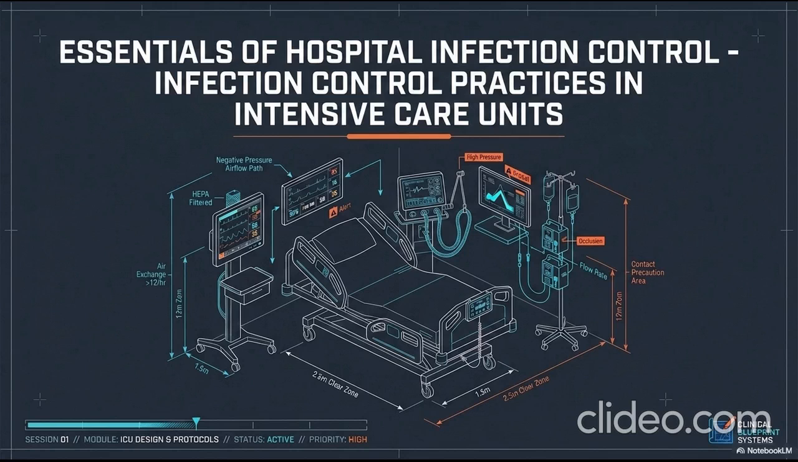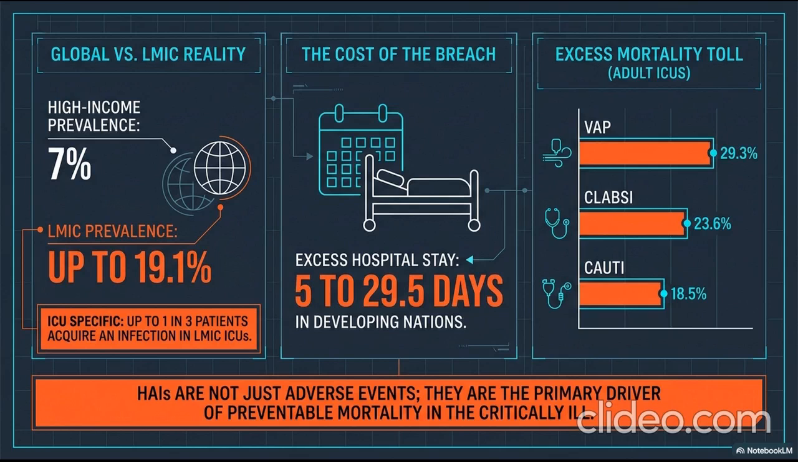risk. The reality of healthcare-associated infections, HAIs, varies significantly between global regions, with high-income countries seeing a 7% prevalence, while low- and middle-income countries face rates up to 19.1%. In adult ICUs within developing nations, as many as 1 in 3 patients acquire an infection, leading to an excess hospital stay of 5 to 29.5 days.